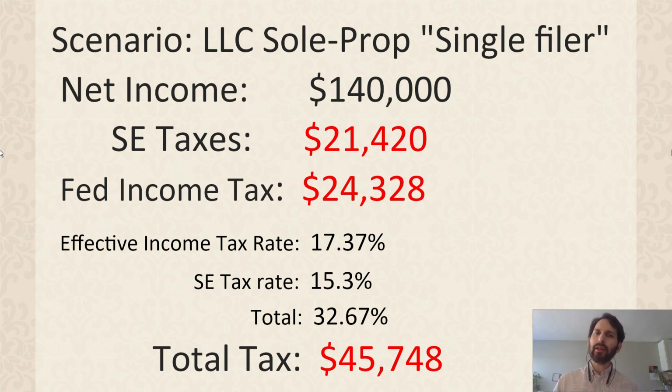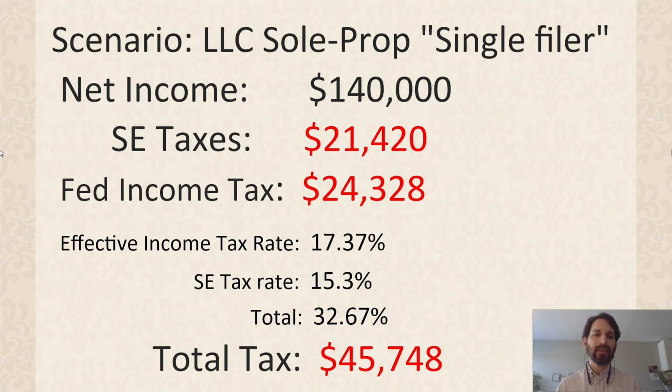Now let's get into this scenario. Let's say it's an LLC sole proprietor and the person is going to file as single. Let's say that we have a net income of $140K. Well, the self-employment taxes will come up to $21,420. What about the federal income taxes? Well, let's say it comes up to $24,328 here.